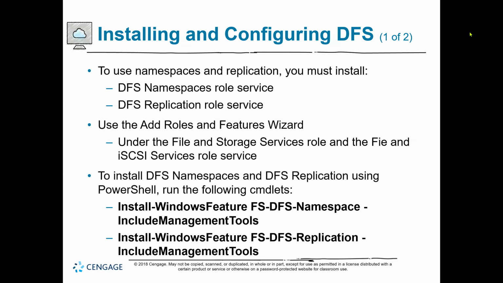Okay. So use the Add Roles and Features wizard under the File and Storage Services role and the File and iSCSI Services role service to install DFS namespaces and DFS replication. Using PowerShell, run the following cmdlets. And you can see there, you can install Windows features, and you have the same thing for namespace and replication there as well.